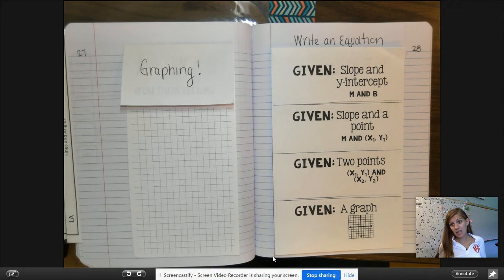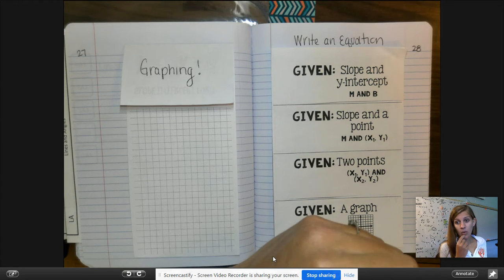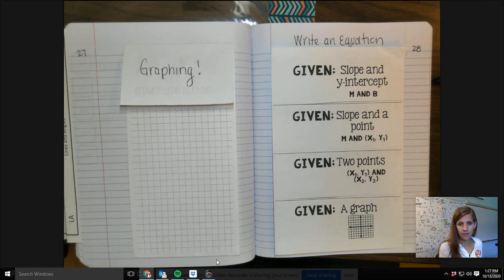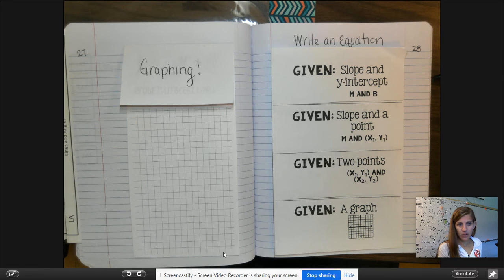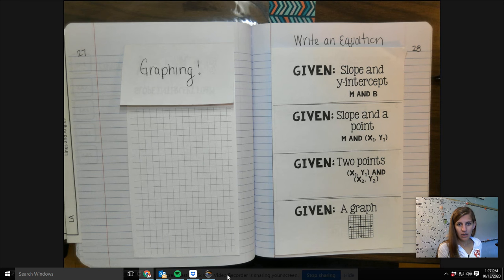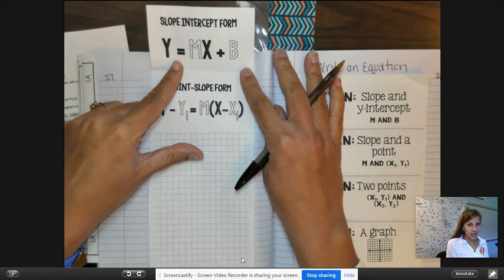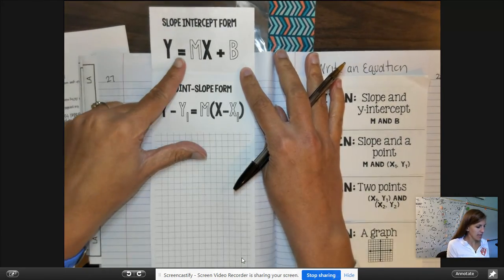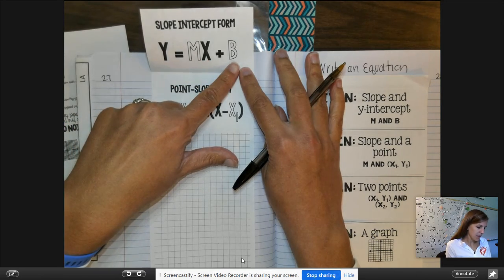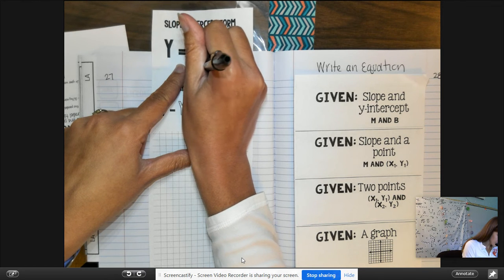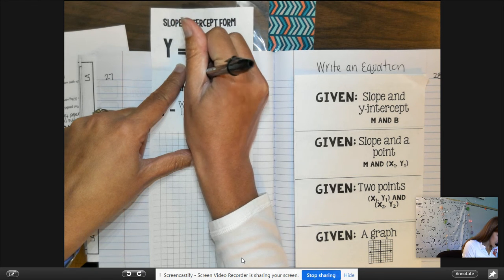Okay, so I think I actually want to start with writing an equation first. Now, when we're writing the equation of a line, we can actually write it 3 different ways. One way to write the equation of a line is to put it in slope-intercept form, which looks like y equals mx plus b, where m is your slope, which is like rise over run.